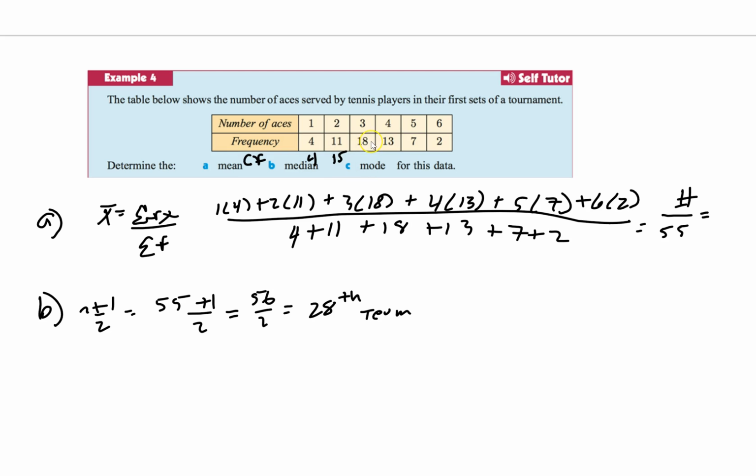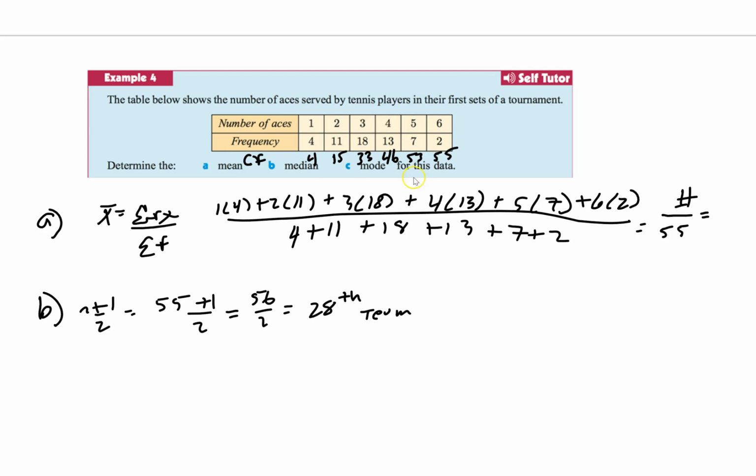Then you add that to 18, so 33. Add another 13, so my running total now is going to be 46. Add that to 7, so that's going to be 53, and then add the 2 and you get 55. Now again, I'm looking for the 28th term.